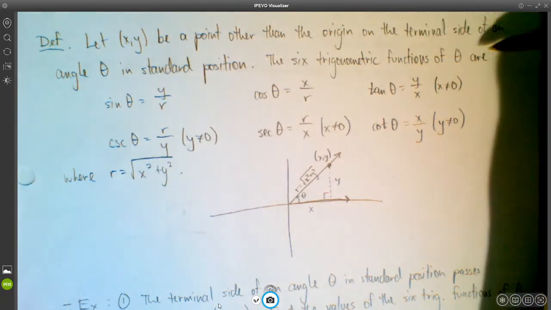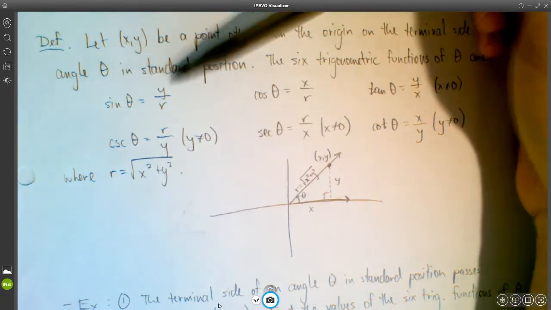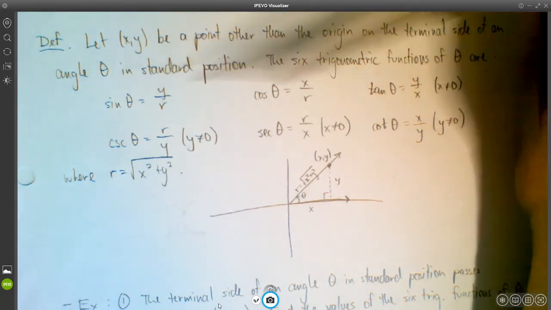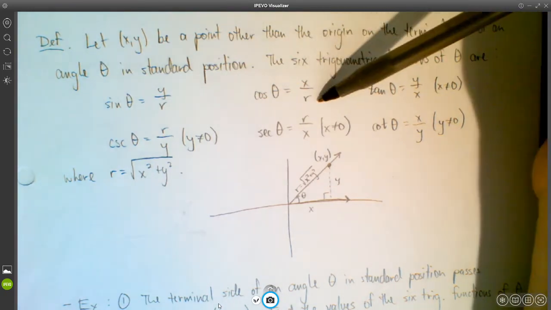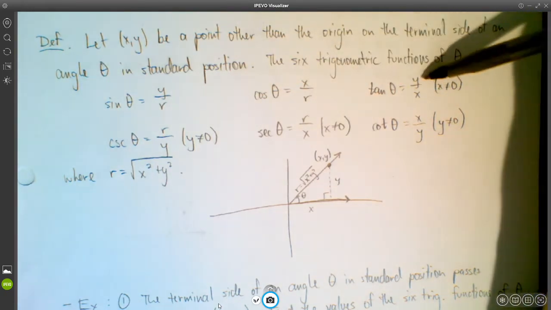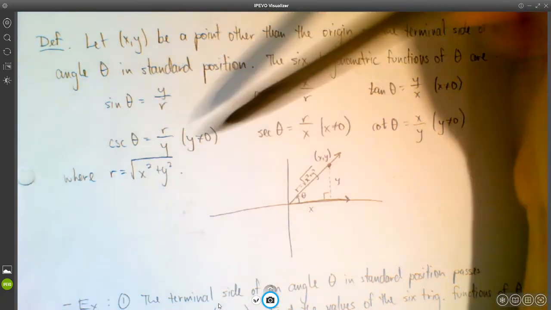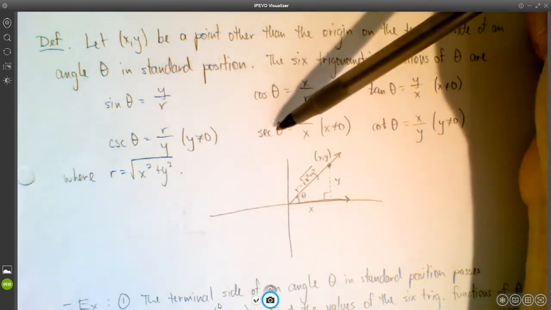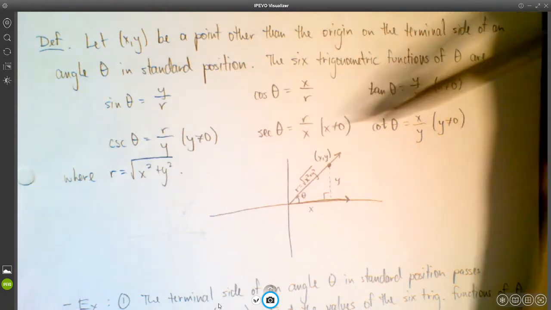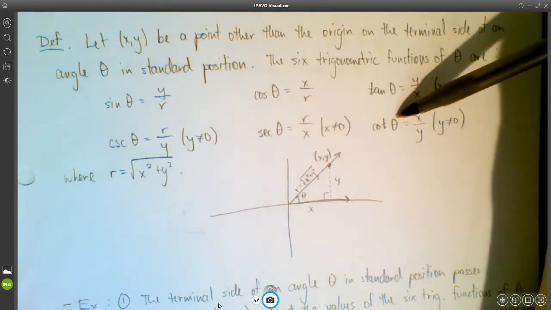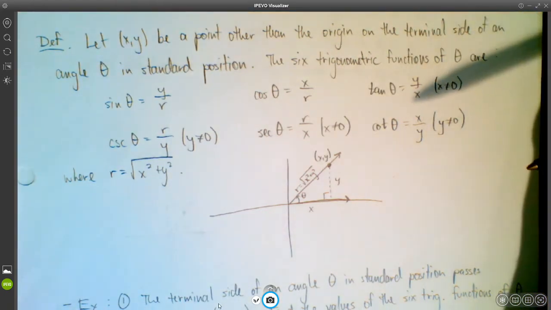The 6 trigonometric functions of theta are: sine theta equals y over r, cosine theta equals x over r, tangent theta equals y over x, cosecant theta equals r over y, secant theta equals r over x, and cotangent theta equals x over y.